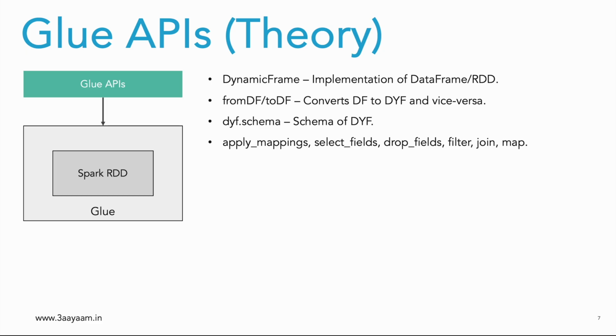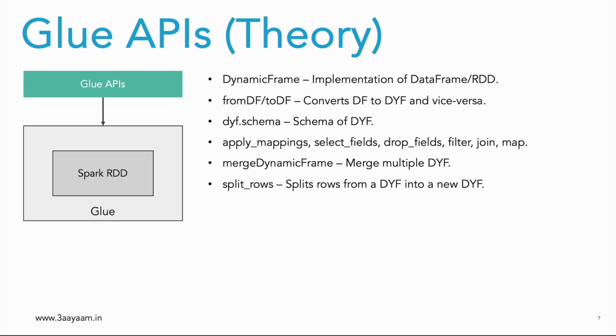For example, apply mapping is used to convert one dynamic frame to another dynamic frame using some mapping functions, just like lambda functions in Spark RDD. Select fields is used to select only a few fields. Similarly, drop fields is used to drop particular fields. Same as filter, which is used to filter out a number of rows. Then you have join and then you have map. There are some additional APIs that Glue provides. For example, merge dynamic frame. It can be used to merge multiple dynamic frames. It is similar to the SQL merge statement, which is a mixture of update and insert.